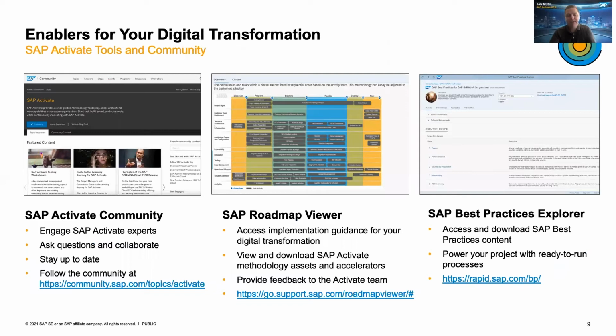And we have, as Nishat mentioned, key 3 resources that will allow you to access the content that is available to you. So I'll start from the right side. We have the Best Practices Explorer. That's a tool in which you can access the best practices, enterprise management layer, all information about the business processes, about the ready-to-run business processes. Then in the middle, we have SAP Roadmap Viewer.